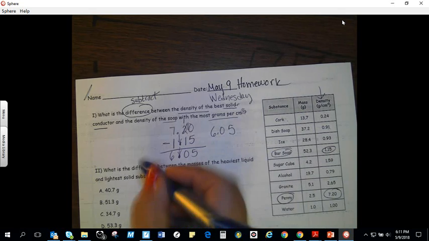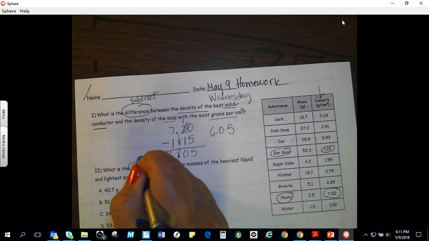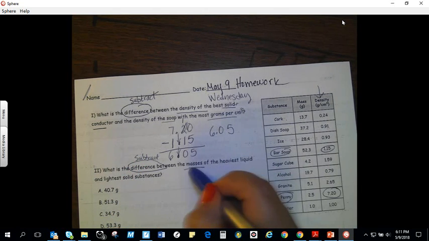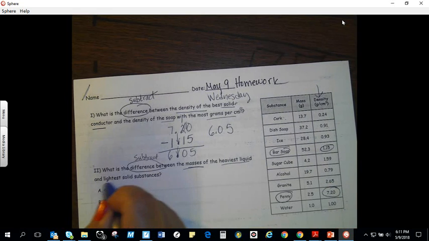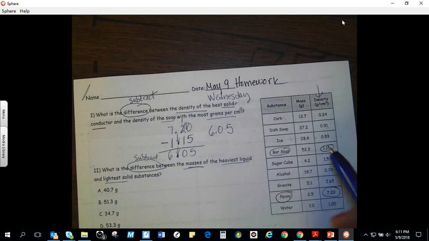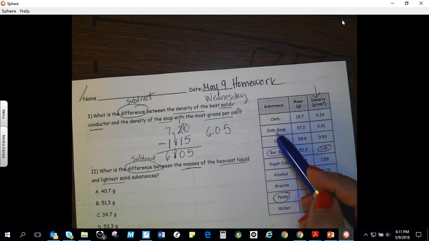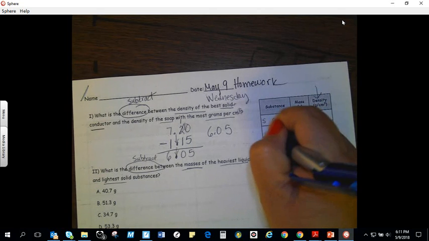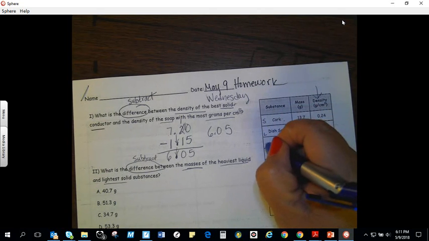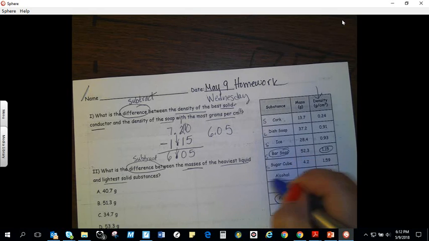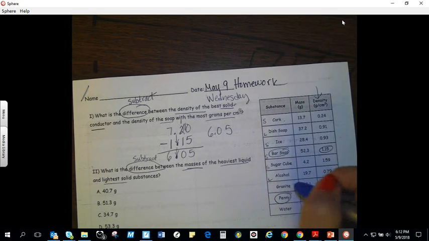All right, let's take a look at this number 2. What is the difference between, and now I'm having to look for the difference, so I'm going to write the word subtract, between the masses of the heaviest liquid and the lightest solid. So now I have to look at my heaviest liquid. Okay, so cork is a solid, dish soap is a liquid, so I'm going to put an S for solid, L for liquid, ice is a solid, or a soap bar, that's a solid, sugar cube is a solid, alcohol, that's the rubbing alcohol, it's a liquid, granite is a solid, penny is a solid, and water is a liquid.